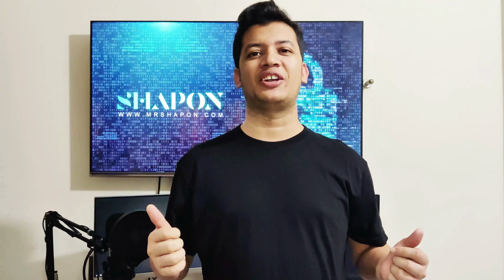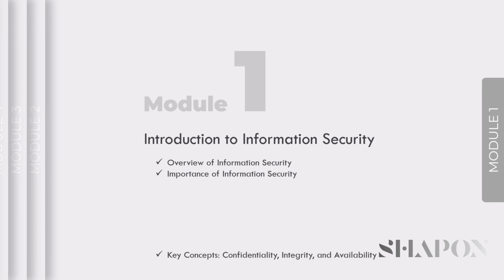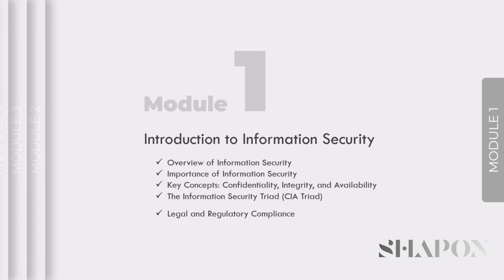Ready? Let's get started. In our first module, we'll kick off by giving you the basics of what information security is all about and why it's crucial. Plus, you will get to know the CIA triad, which is confidentiality, integrity, and availability. Oh, and we'll make sure you know the legal stuff too, so no one's getting into trouble.